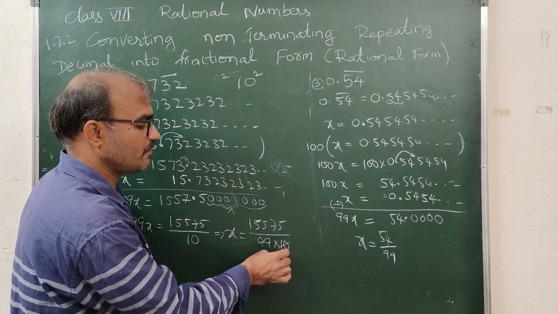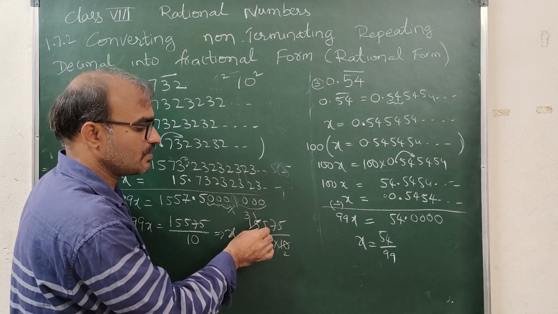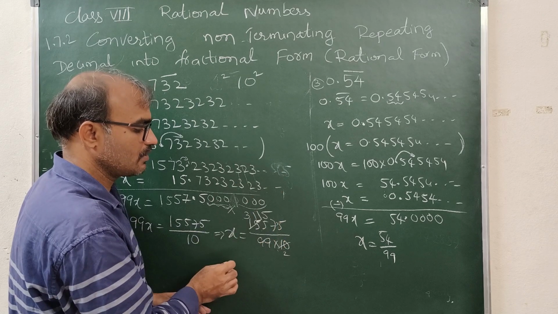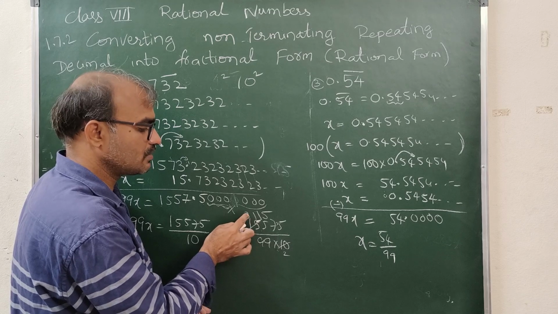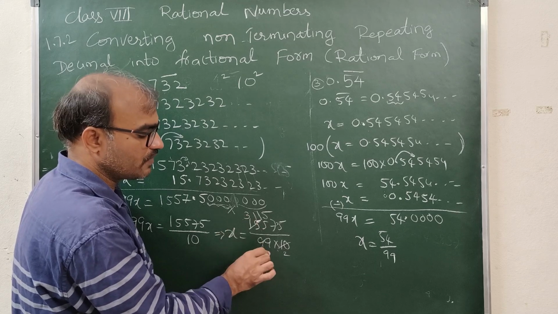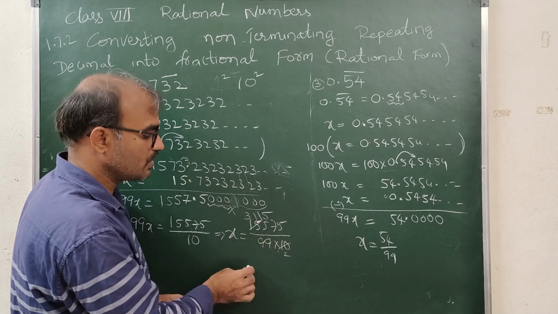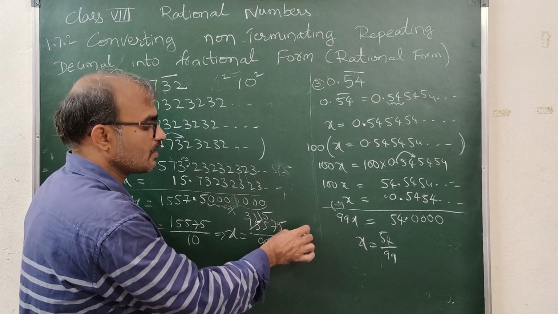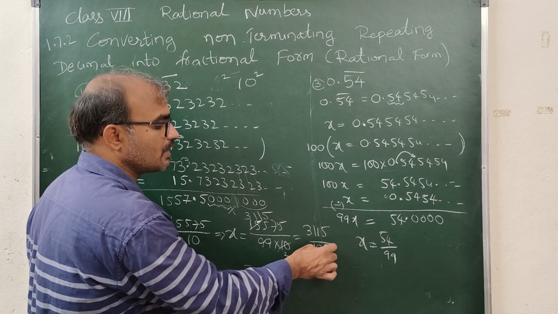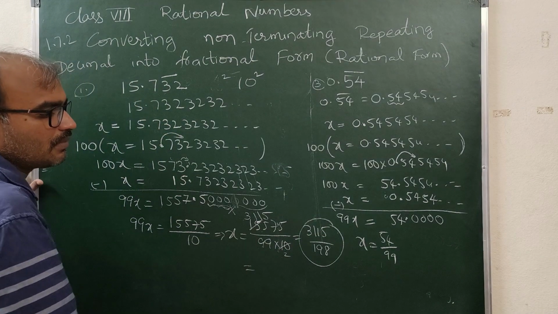5 twos, 5 threes 15, 5 ones 5, 5 ones 5, 5 fives 25. Now add the digits: 3 plus 5 is 8, 9, 10. So 3 is not a common factor, 9 is not a common factor. As 3 is not a common factor, 9 cannot be a common factor, and 3115 is not divisible by 2. So the answer will be 3115 by 99 twos is 198. This is the required fraction. x is equal to 3115 by 198.